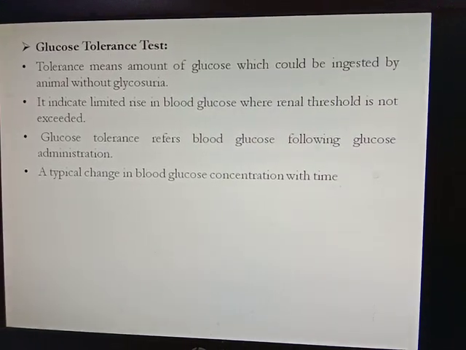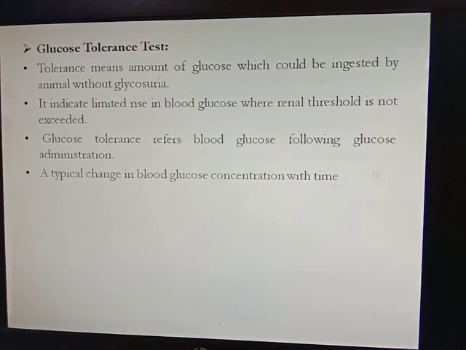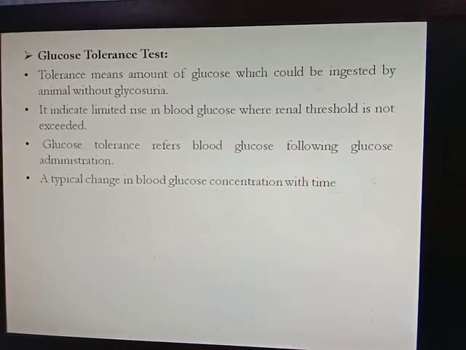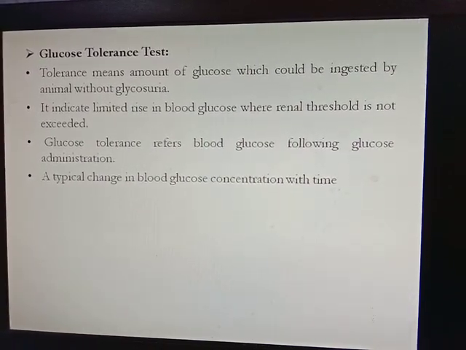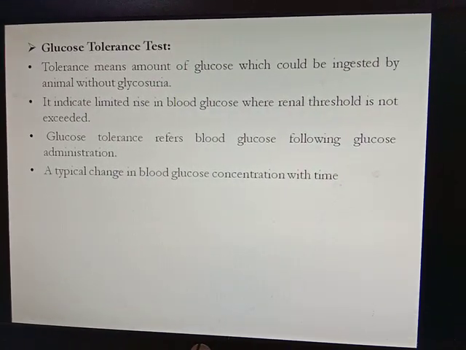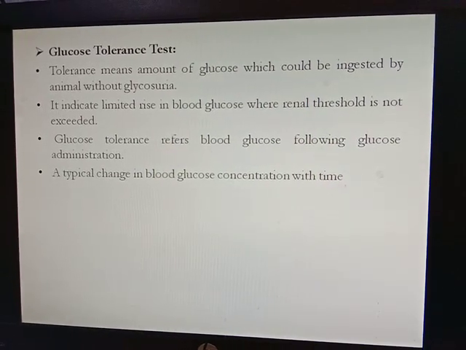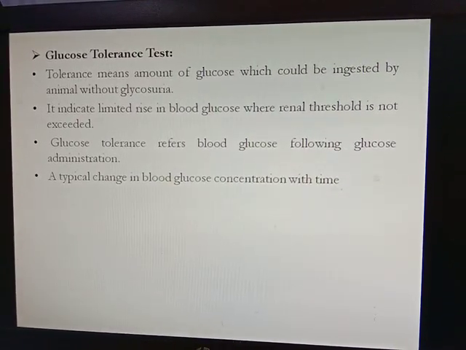the kidney has some threshold value for glucose, up to which the kidney will reabsorb the glucose. The excess of glucose will be excreted in urine. If there is a problem with either the kidney or diabetes, the blood glucose will be higher for a long time. At that time glucose will be excreted in urine.